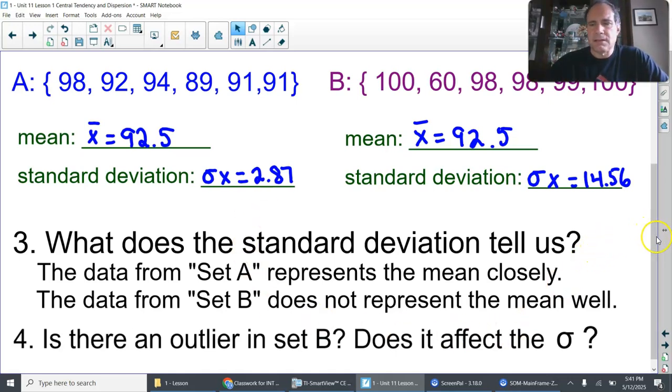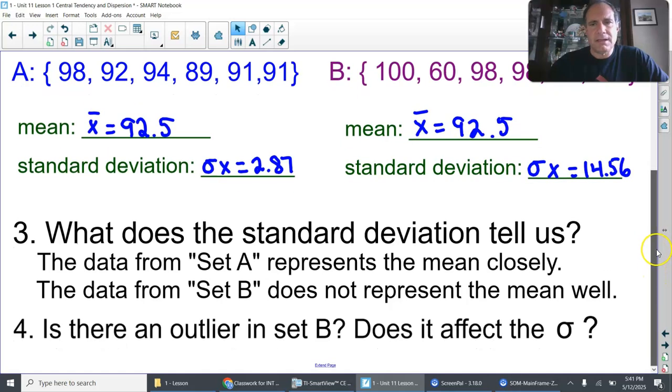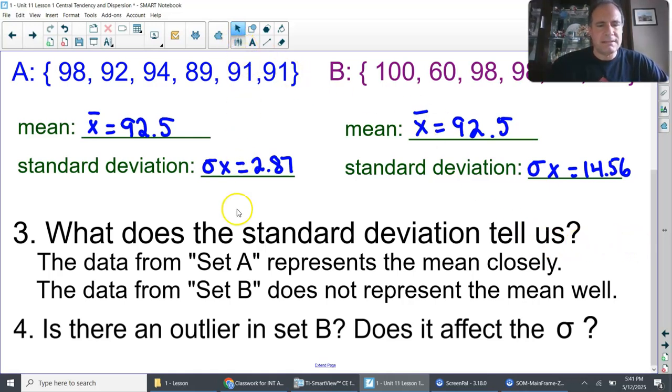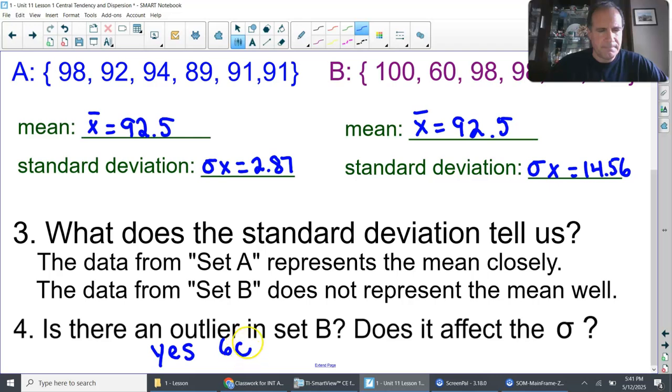And that's it. Is there an outlier in set B? If there's an outlier in set B, I'm going to say yes, and it's definitely 60. That is the outlier. Does it affect the standard deviation? Yes, it does.